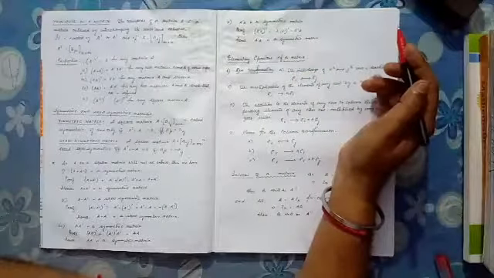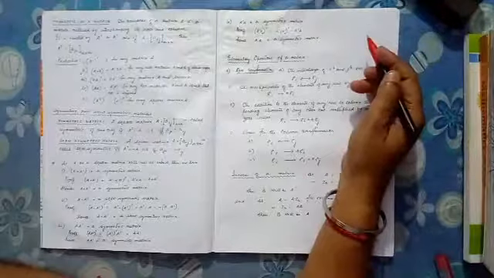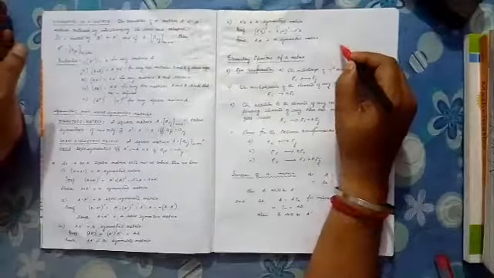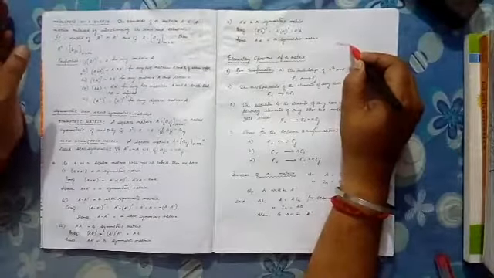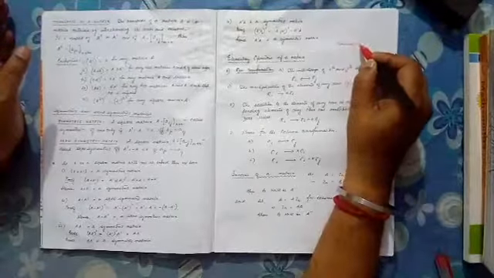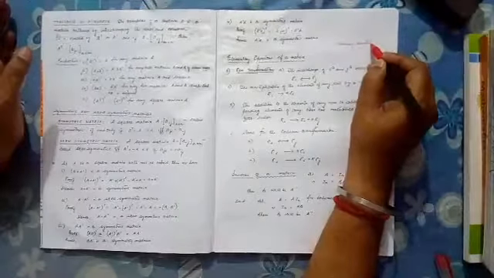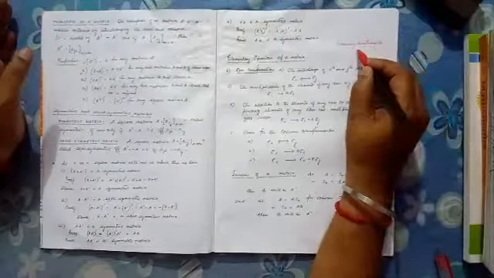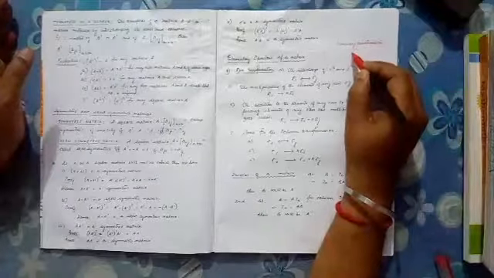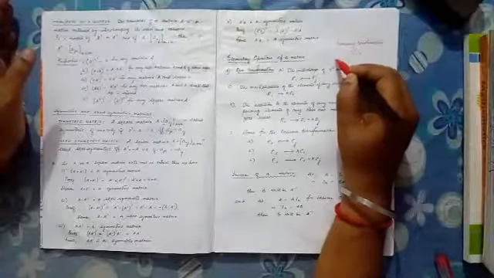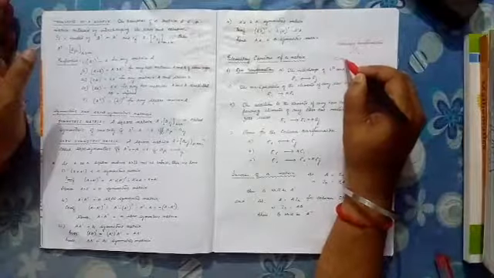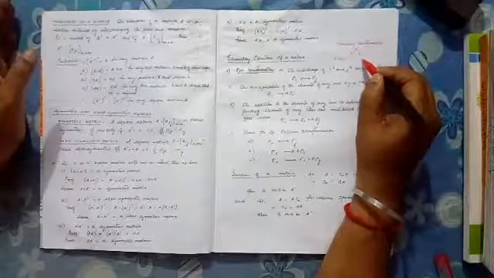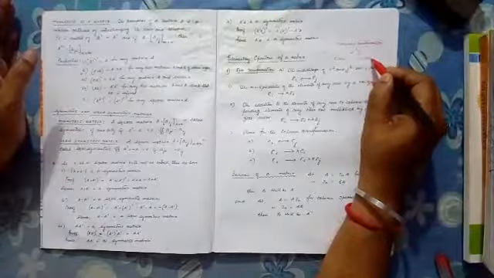Now, elementary operations of a matrix. Elementary operations, actually elementary transformation. It is of two types. What are the two types? Row transformation and column transformation.